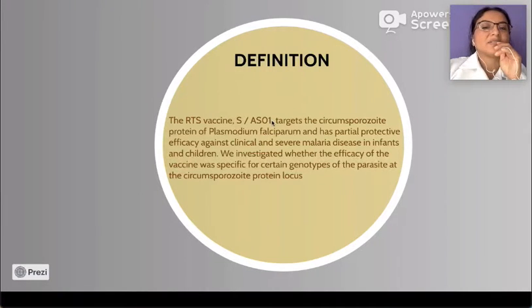Definition: The RTS,S/AS01 vaccine targets the circumsporozoite protein of Plasmodium falciparum and has partial protective efficacy against clinical and severe malaria disease in infants and children. We investigate whether the efficacy of the vaccine was specific for certain genotypes of the parasite and what the circumsporozoite protein looks like.